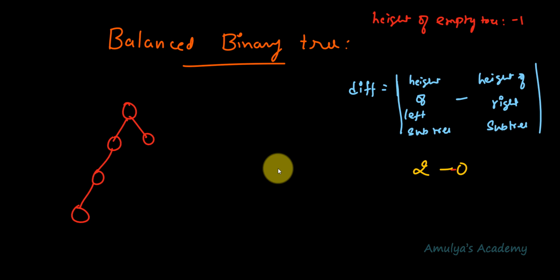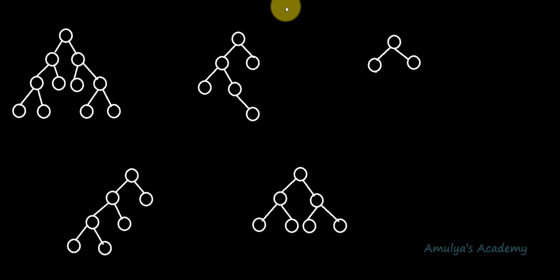And this difference should not be greater than 1. To understand this balanced binary tree better, let's take a few more examples. Let's check whether these trees are balanced or not. By looking at this, I can say this is a balanced binary tree because the level difference is only 1. But let's check whether it is balanced or not.